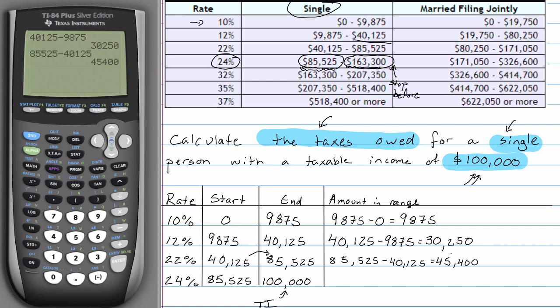Then they're going to make the rest of their 100,000. So they're going to make money after they've made 85,525 up to 100,000. How much is that? Well, it's 100,000 minus 85,525. So that's 14,475.